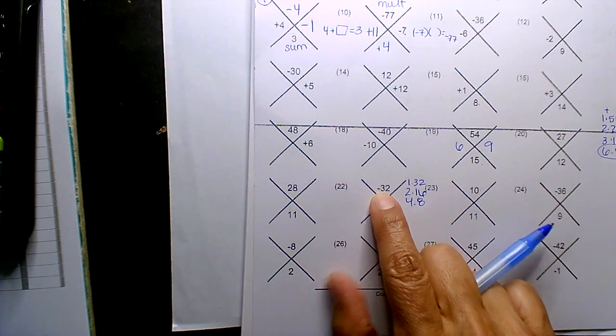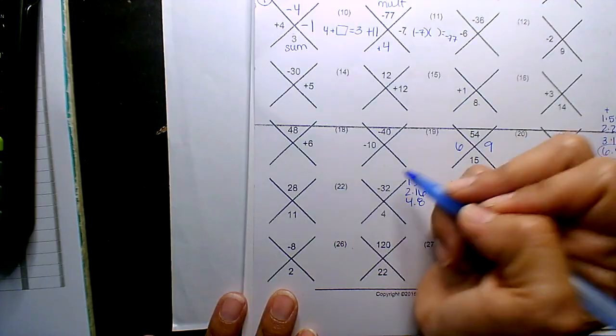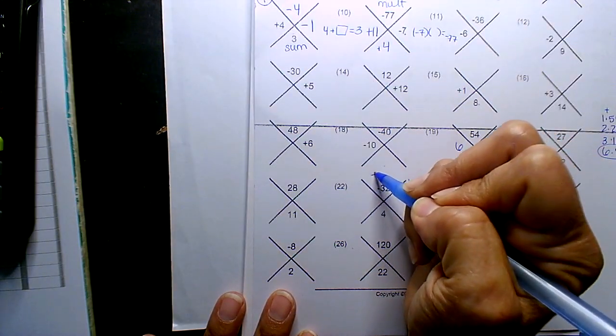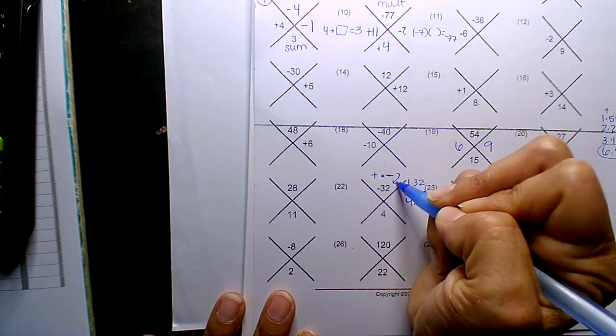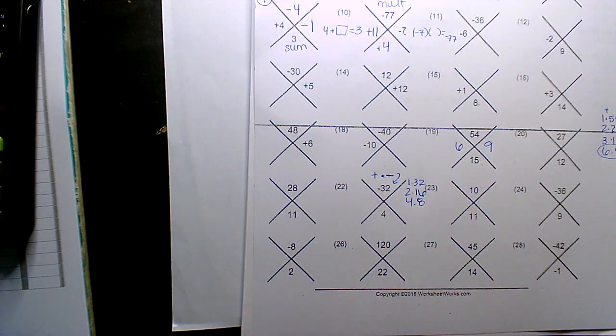Okay, 32 is negative. That means in order to get a negative product, a positive times a negative gives me a negative product, yes?